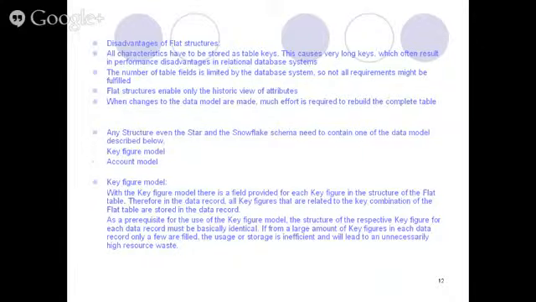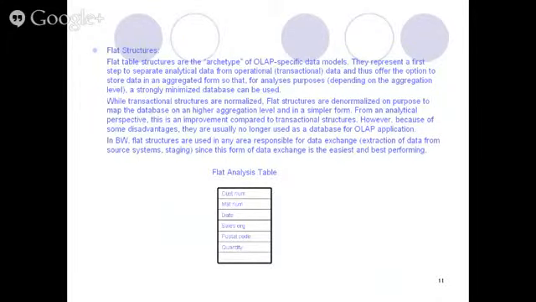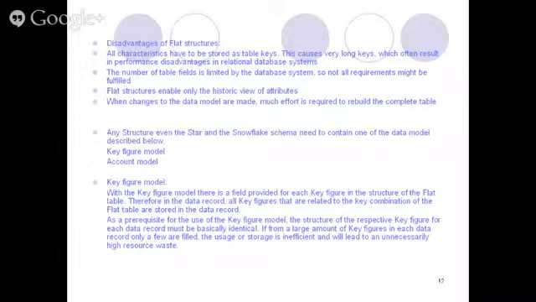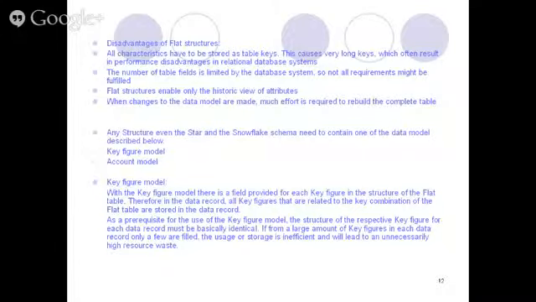Here you have a flat analysis table, and these are flat structures, and you will see the granular data. For example, in BW we have DSOs which provide granular data, and InfoCubes which provide summarized data. Different schemas are there, like star schema and snowflake schema. When we discuss them, we will discuss the differences. So here you have a key figure model.